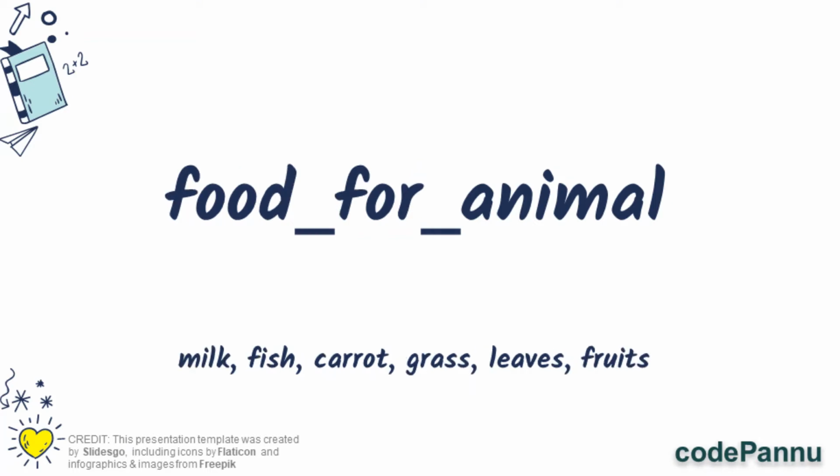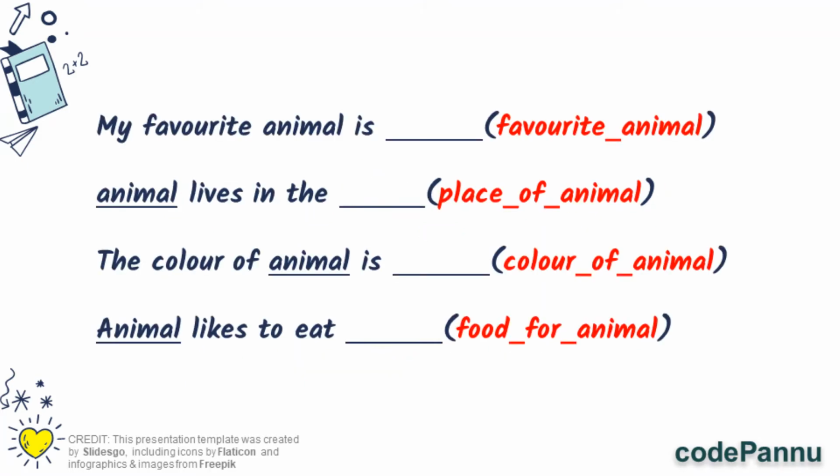Food for animal. The value of this variable will be the food that your favorite animal eats. Like rabbits eat carrot, kitten likes milk or fish. So you can put the food for the animal.